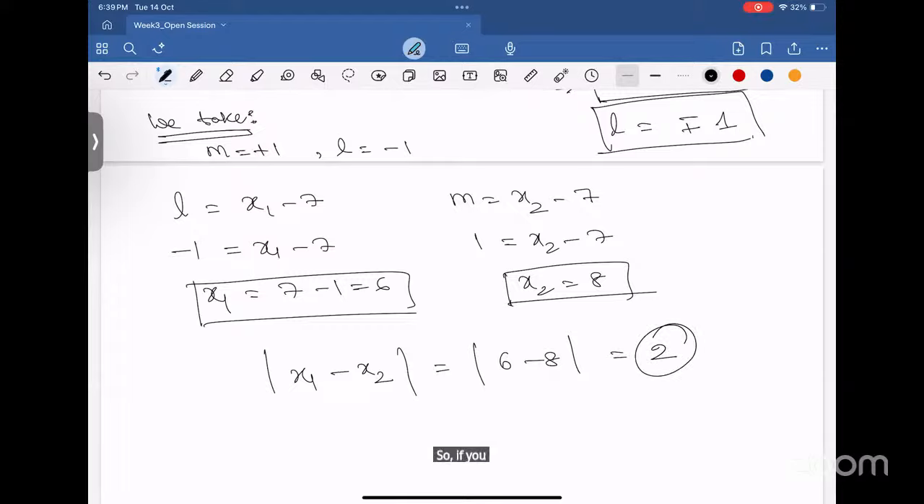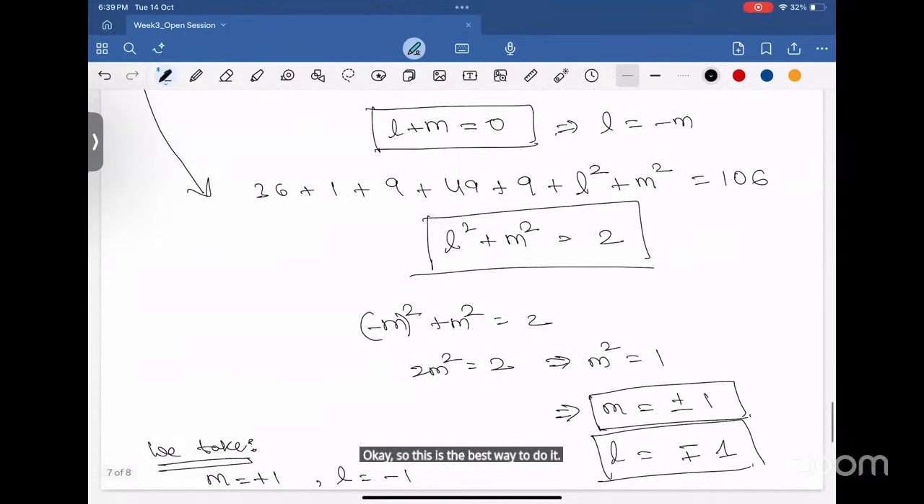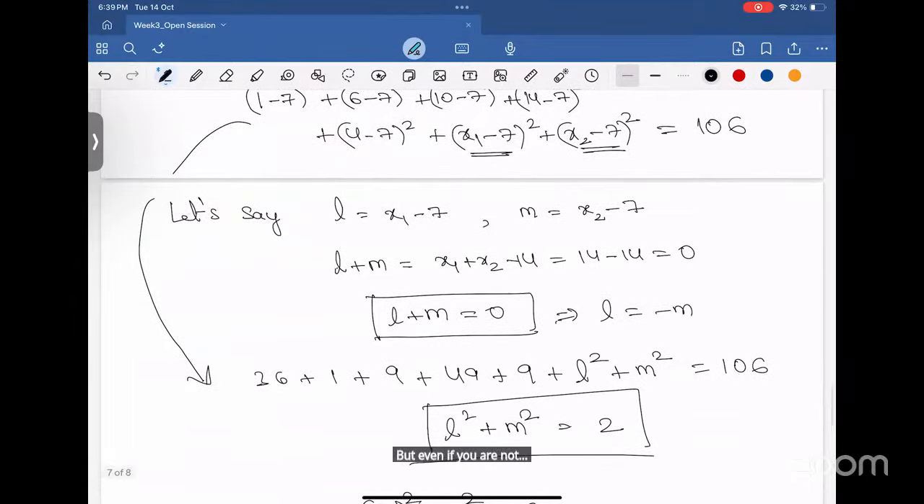So if you take the other way around, if you take L to be plus 1 and M to be minus 1, then you will get x1 to be 8 and x2 to be 6. And if you take the difference, you will get 8 minus 6, which is 2. And then absolute value of 2 is again 2. So you'll end up getting the same answer. Okay, so this is the best way to do it. But even if you are not okay to go to different variables and solve it, you can directly solve from the two equations that you have and you'll get the answer.